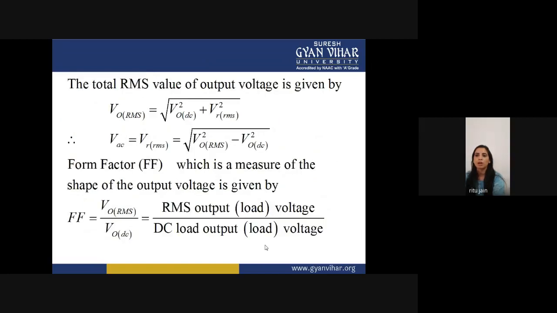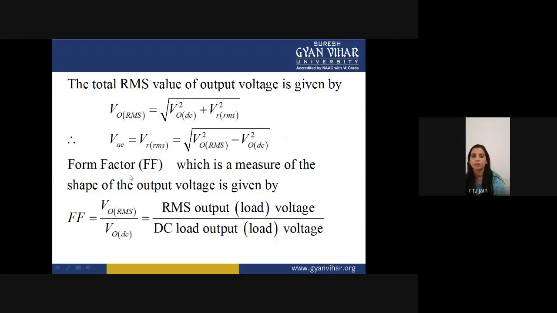So the total RMS value of output voltage can be given by squaring the two output voltages of a rectifier. One is your DC output voltage and another one is your AC output voltage. So V RMS is equal to root of V naught square DC plus V square RMS. So V AC is equal to V RMS is equal to root of V naught square RMS minus V naught square DC. So form factor, which is a measure of shape of the output voltage, is given by this very important formula. By this formula, you can easily understand the performance of a rectifier.